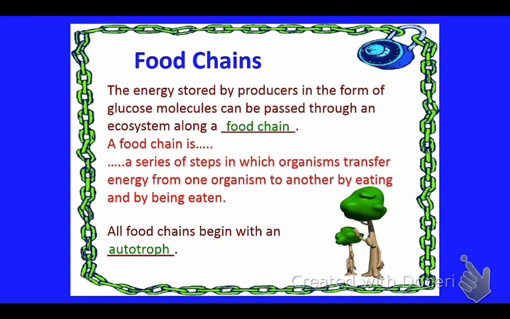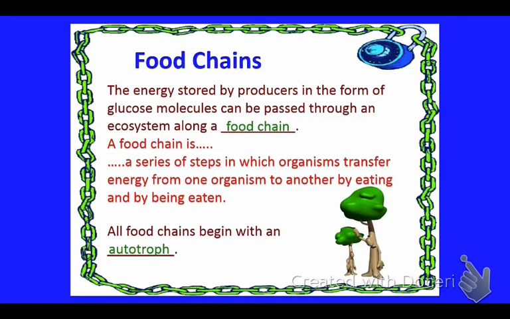Excellent. So, food chains. The energy stored by producers in the form of glucose molecules can be passed through an ecosystem along a food chain. We're going to look at food chains and trophic levels to conclude this little unit. A food chain is a series of steps in which organisms transfer energy from one organism to the next by eating it or by being eaten. So when you have your chicken nuggets, you are a part of a food chain. You ate the chicken that ate the corn. The corn got its energy from the sun.